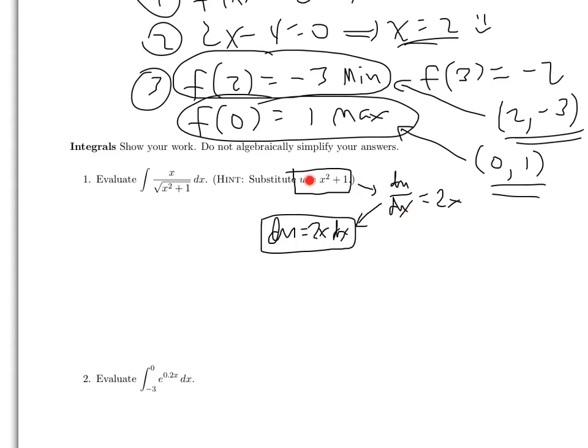So the 2 things I put in the box here, those are 2 equalities that I'm allowed to do. So in my original integral, the denominator has a square root of x squared plus 1, so I'm allowed to make that square root of u, because I'm using this fact: x squared plus 1 can be changed into a u.